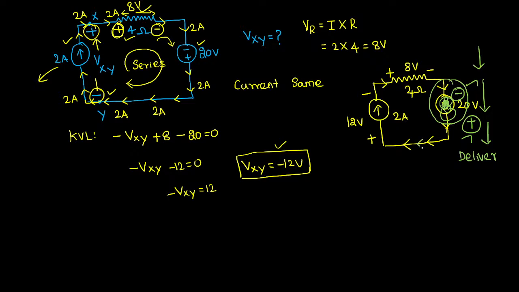Now if you observe, just follow the path of current. Current is going like this, going like this, going like this. Current entering point is plus, leaving point is minus. What is this? This element is absorbing the power. Then this resistor, we know it always absorbs power. So current entering point is plus, leaving point is minus.